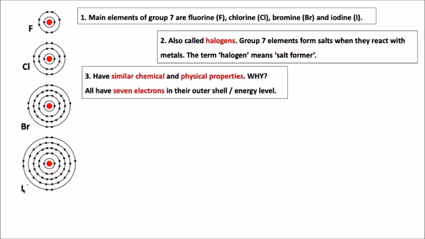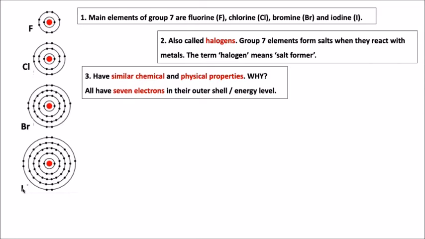The third point is all halogens have similar chemical and physical properties. Again, just as we know about group 0 and group 1. Okay, so for halogens, the reason why they have similar chemical and physical properties is because they all have 7 electrons in their outer shell or energy level. If I take you back to what Dr. Thompson did with you when she did group 1, she talked about the fact that group 1 elements have the same physical and chemical properties, or similar physical and chemical properties.